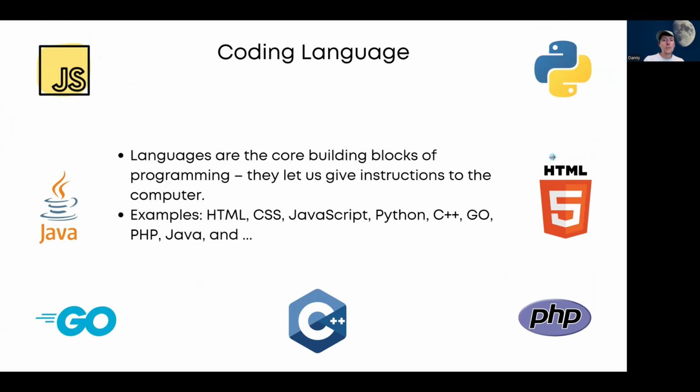So coding language, that's the core building blocks of programming. They let us give instructions to the computer. Examples are HTML, CSS, JavaScript, Python, C++, Go, PHP, Java, and many more.